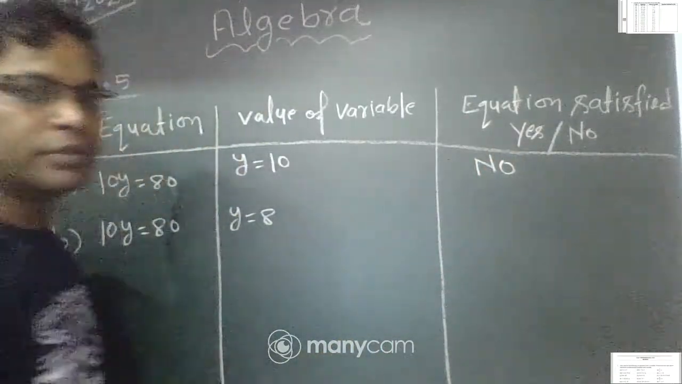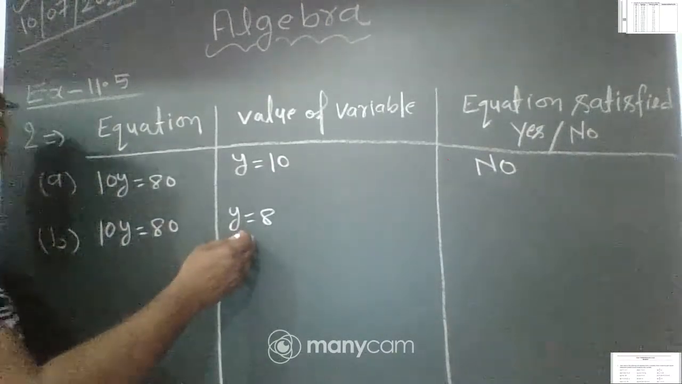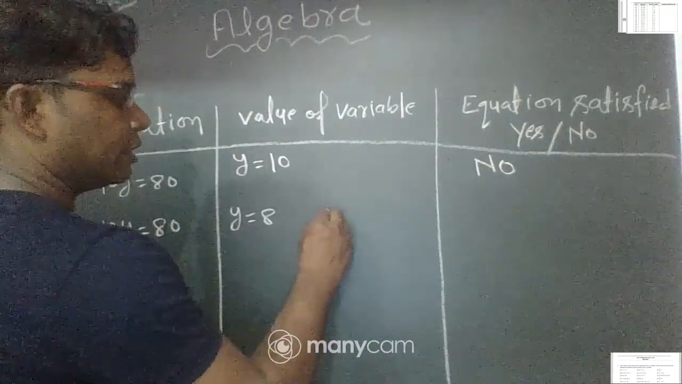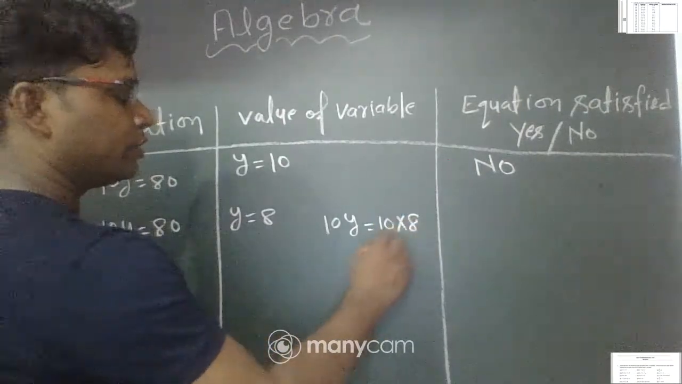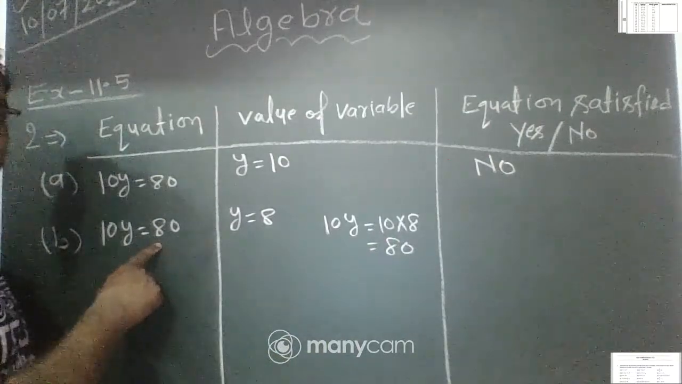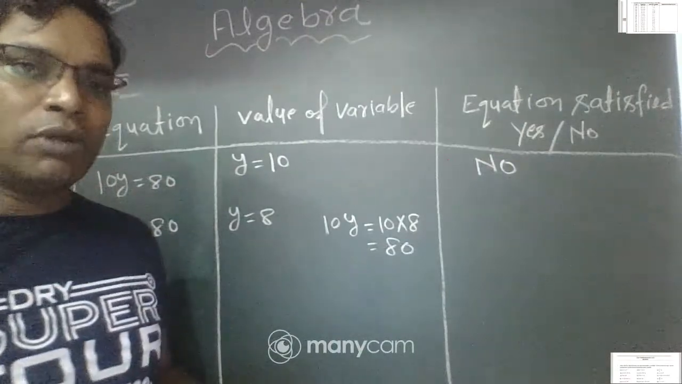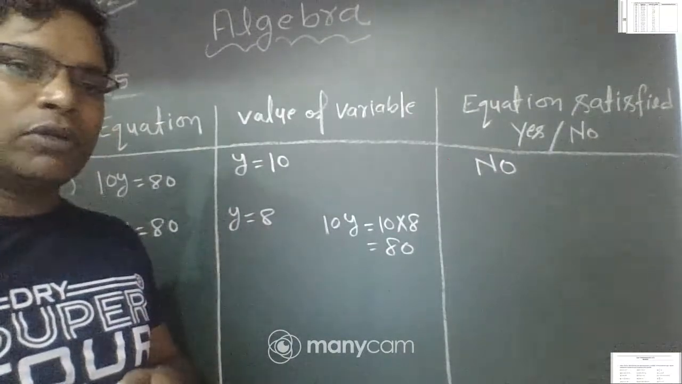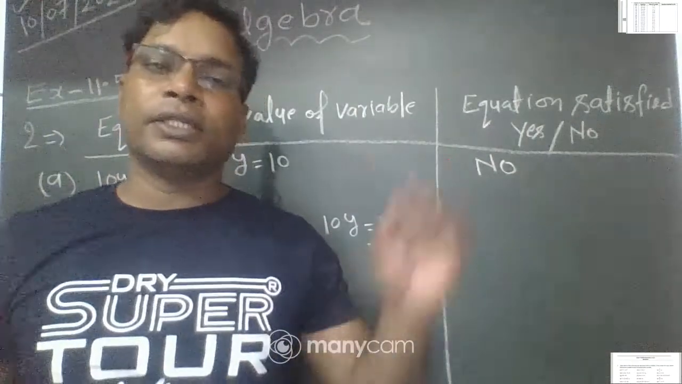Okay. Now, for this B part of this question, y is equal to 8. So we take left hand side. Left hand side is 10y. The value of y is 8. So 10 into 8. This is equal to 80. So here 80. Left hand side is equal to right hand side. It means that the value is satisfied. The value of given variable, we put in the equation in left hand side. If after putting the value of variables, the left hand side is equal to right hand side, then you can say the equation is satisfied.